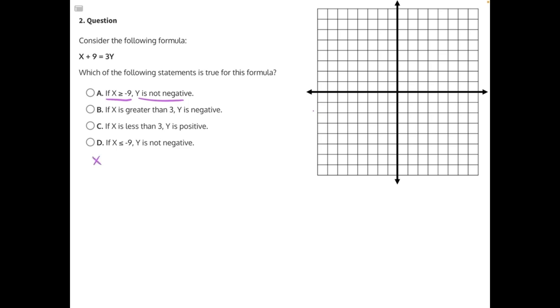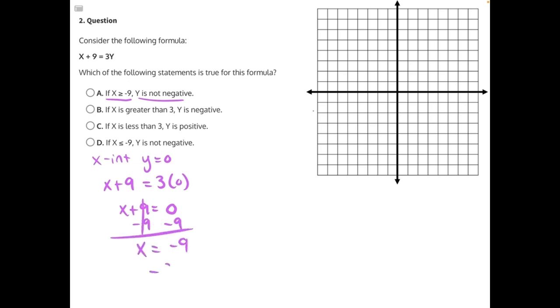We'll start by finding our x-intercept, and that is when y is equal to 0. So we will rewrite our expression, x plus 9 is equal to 3y, but instead of y, we will plug in 0. 3 times 0 would give us 0. Then we would need to subtract 9 from both sides, since that is the opposite of addition. That will cancel, leaving us with x equals negative 9, or the coordinate point negative 9, comma 0.